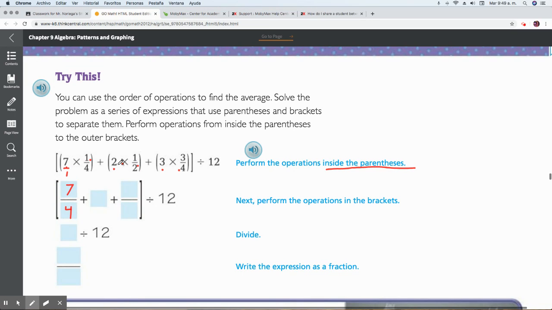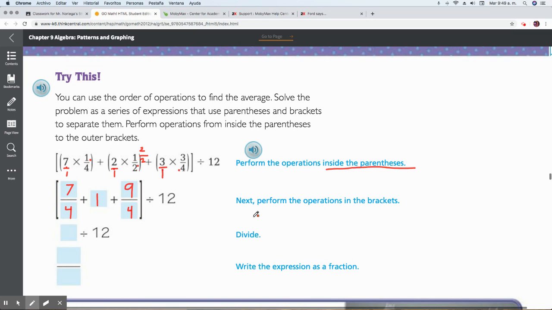2 times 1/2. So 2 times 1 equals 2, and 1 times 2 equals 2. And 2 halves will equal 1. Moving to the third parenthesis, 3 times 3/4. 3 times 3 equals 9, and 1 times 4 equals 4.